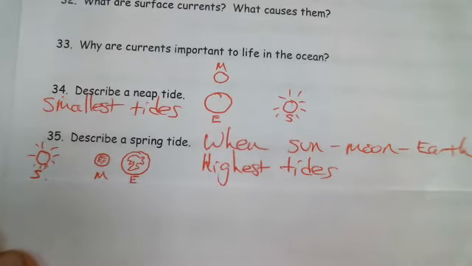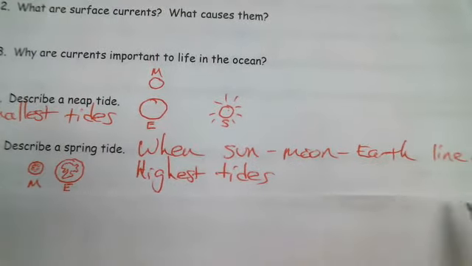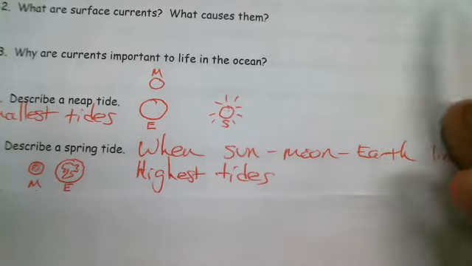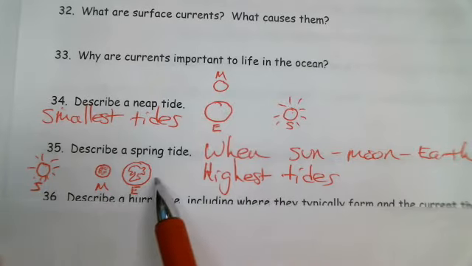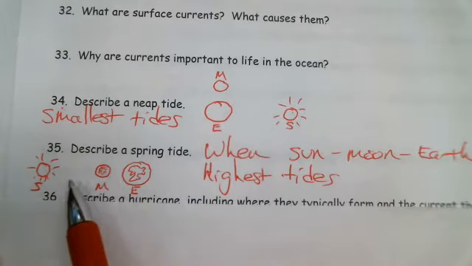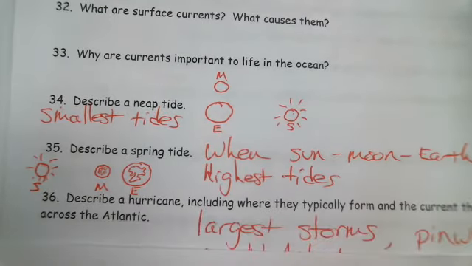The spring tide is when the sun, moon, and earth line up, and this is when we have the highest tides. So here's a diagram. We have the sun, moon, and earth, and both the moon and the sun are pulling on the oceans in the same direction, so we have the highest tides there.